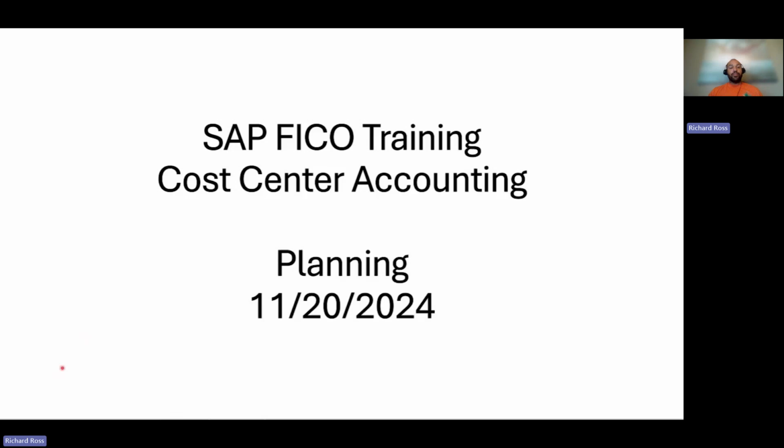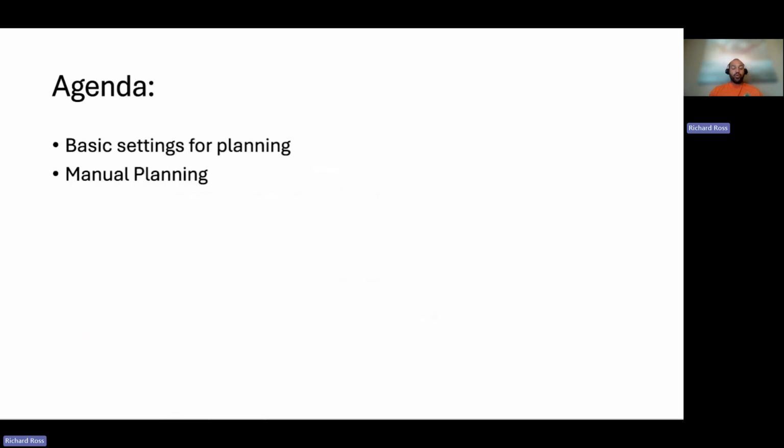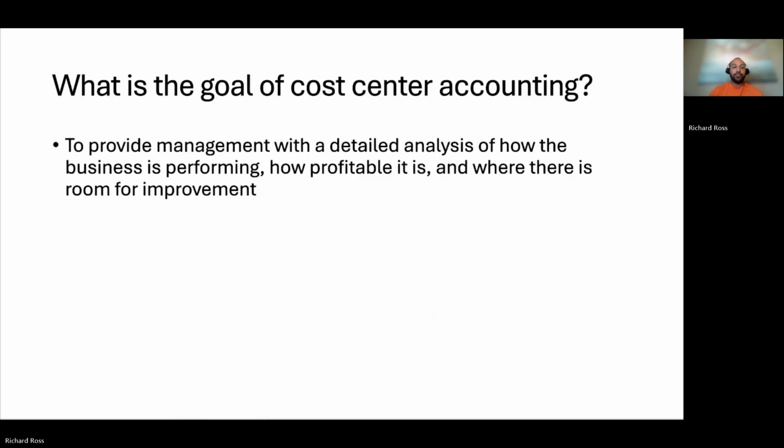As you all know, I like to provide the information in question and answer format without delay. Let's get into it. The agenda is basic settings for planning, manual planning. What is the goal of cost center accounting? To provide management with a detailed analysis of how the business is performing, how profitable it is, and where there's room for improvement.